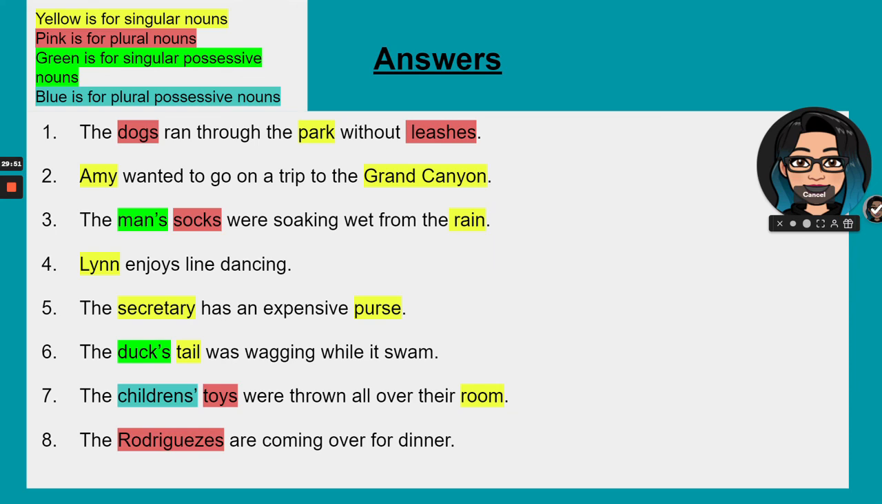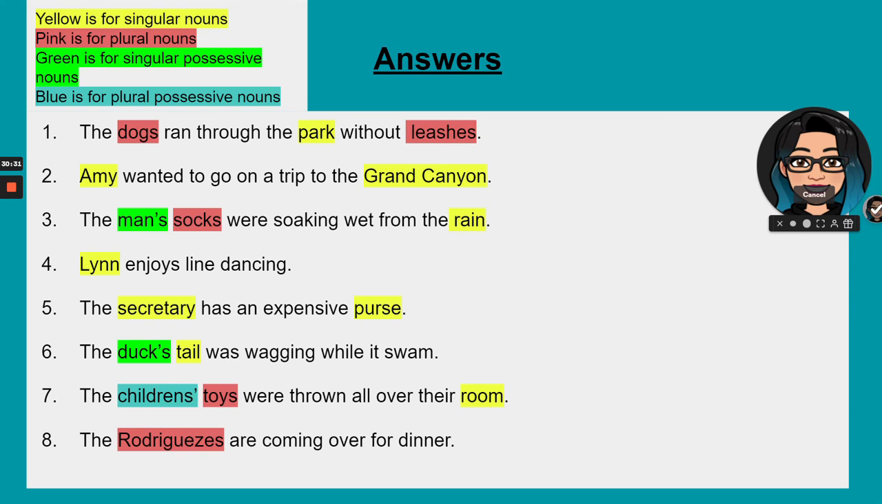Now we go to sentence number 7. The children's toys were thrown all over their room. So this one has 3 nouns, and they're 3 different kinds of nouns. So the first one would be children's, because those toys belong to those children. It is apostrophe S. It's multiple children, but all those toys belong to all those children. So it is a plural possessive noun. And now we have toys, because it's more than one toy. It is a plural noun. And then we have room. There's only one room, so singular noun.